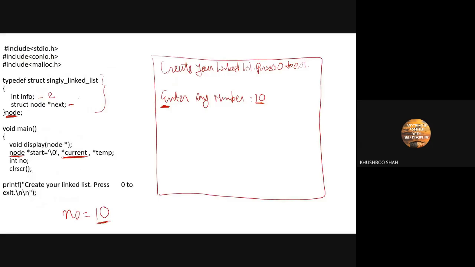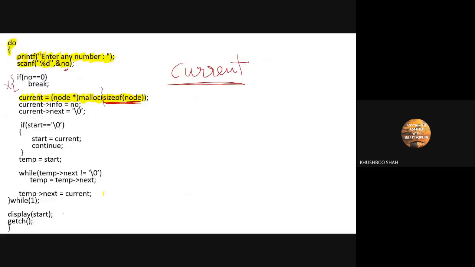So what is the size of the node? Total size? 6 plus 2, 6. Total 6, right, Shashwat? Yes, ma'am. Yeah, 6. So it means that this line will return 6, right? Yes, ma'am.